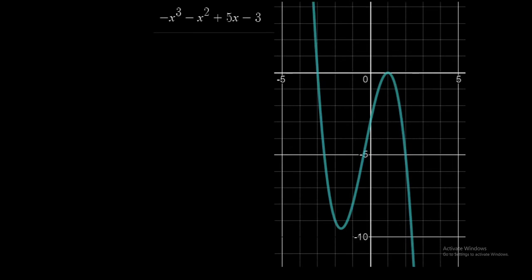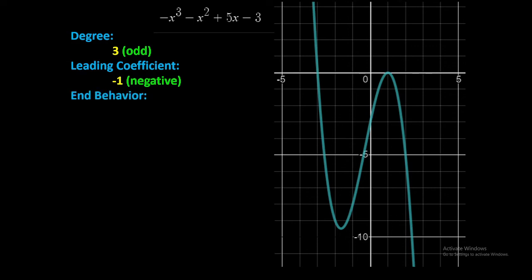Number 2. This one over here, you're given the graph and also the polynomial function. So we have here, what is the degree? 3 and it's odd. Correct. What about the leading coefficient? -1 and it is negative. Okay. What about the end behavior? Up, down. That's totally right.